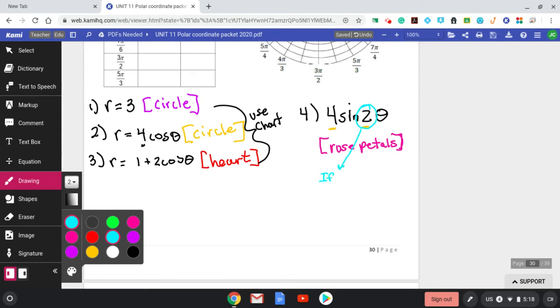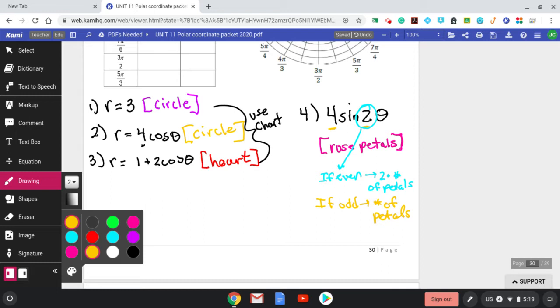If that number's even, you are going to have 2 times that number of rose petals. So in this case, since it's even, I do 2 times 2. That tells me in this graph, I'm going to have 4 petals. If it's odd, that will be the number of petals automatically. So let's say there's a 3 in there, you're going to have 3 petals. If it's 5, you're going to have 5 petals. So that number will tell you how many petals you're going to have.